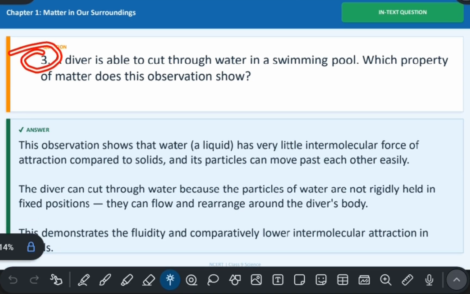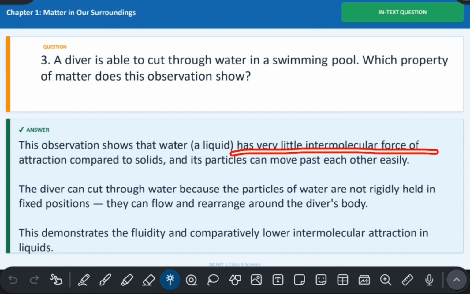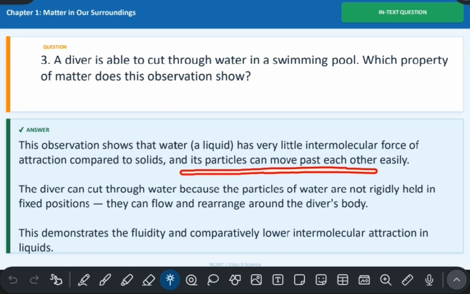So now third question. A diver is able to cut through water in a swimming pool. Which property of matter does this observation show? So this observation shows that water has very little intermolecular force of attraction compared to solid, and its particles can move past each other easily. Thus the diver can cut through water.